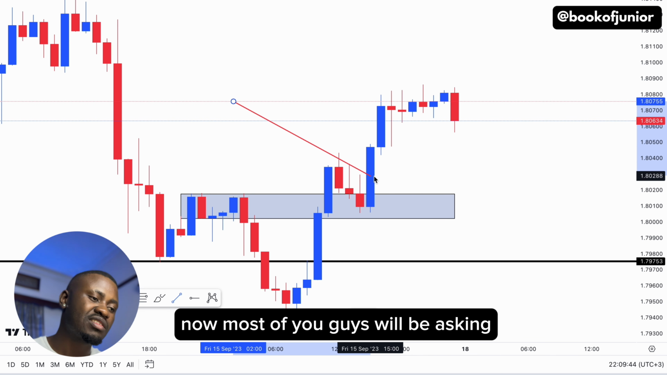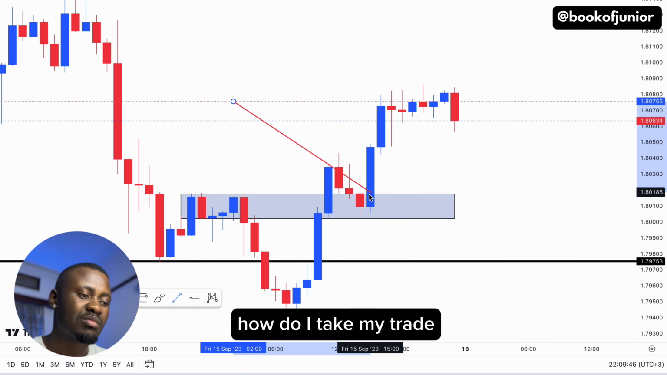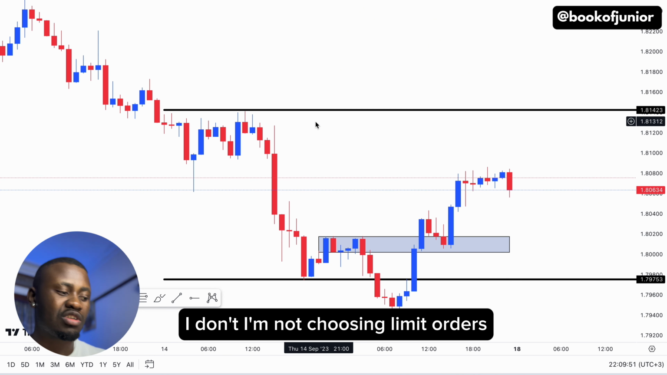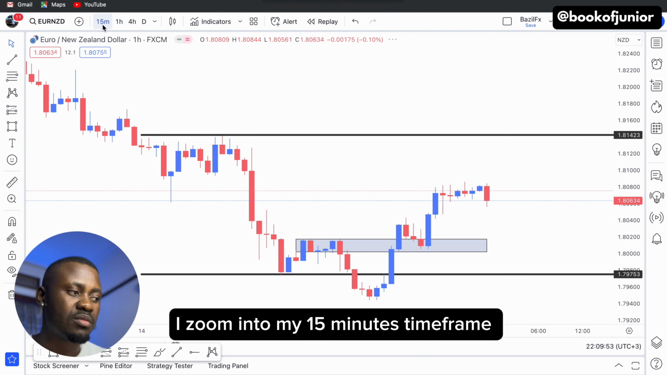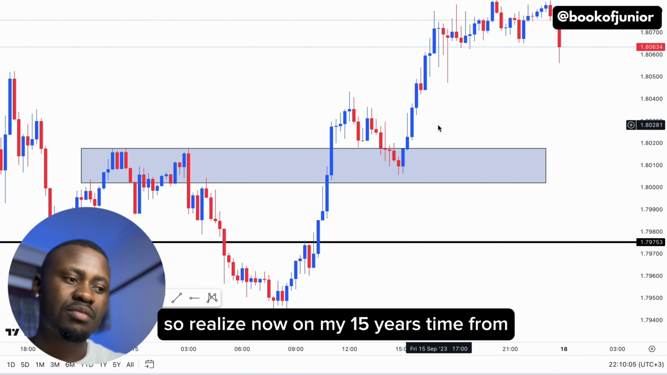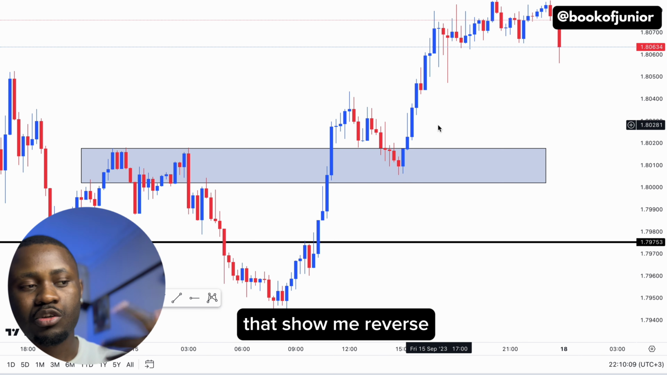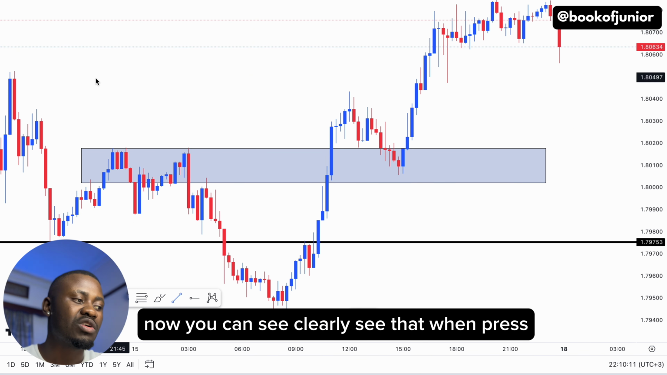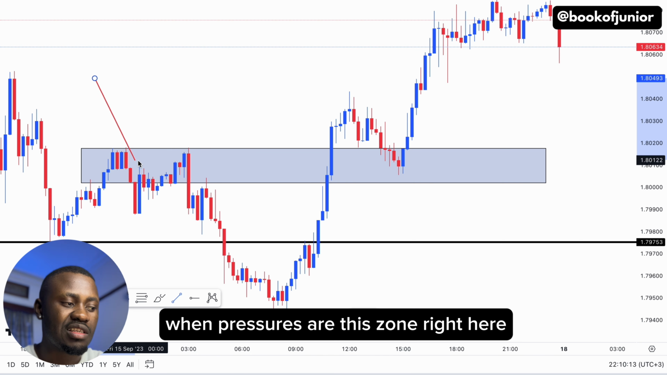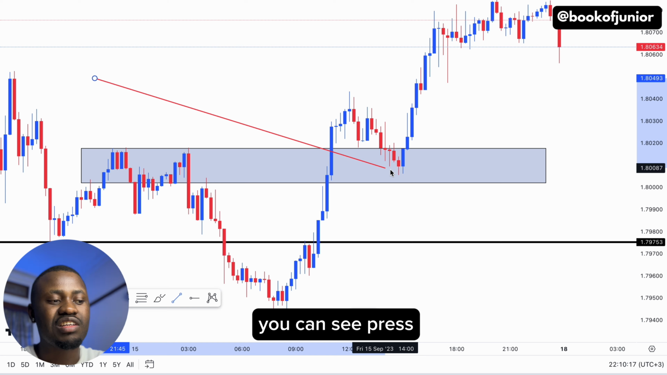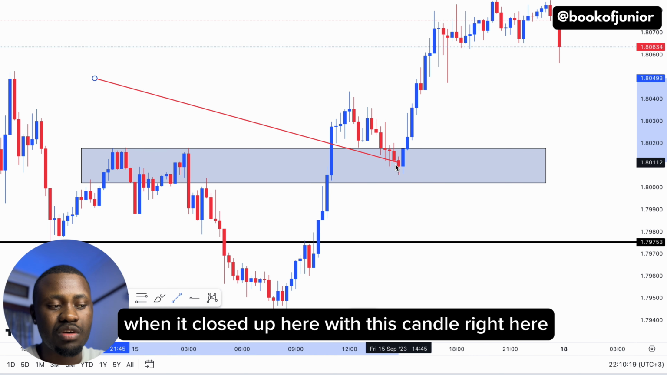Now most of you guys will be asking, how do I take my trade? Most of the times when I'm day trading, I'm not using limit orders. I zoom into my 15 minute time frame. So traders, now on my 15 minute time frame, I like to look out for candlestick patterns that show me reversal. Now you can clearly see that when price was at this zone right here, which is our major supply and demand zone, you can see price when it closed up here with this candle right here.